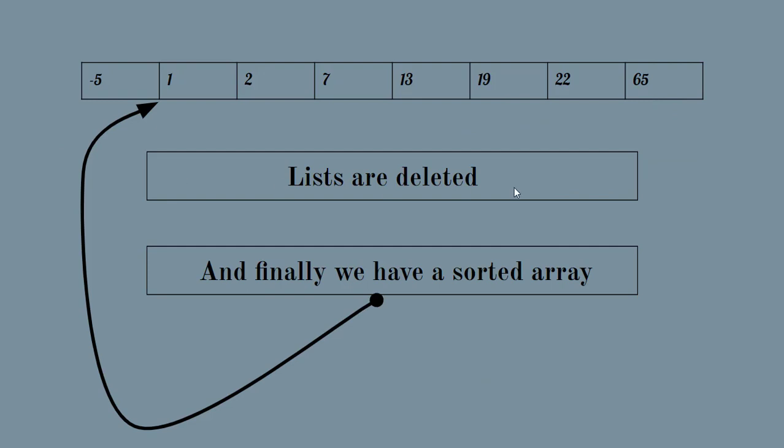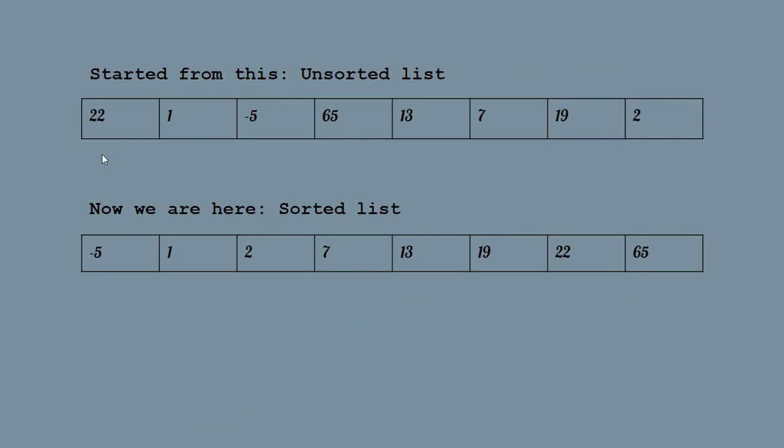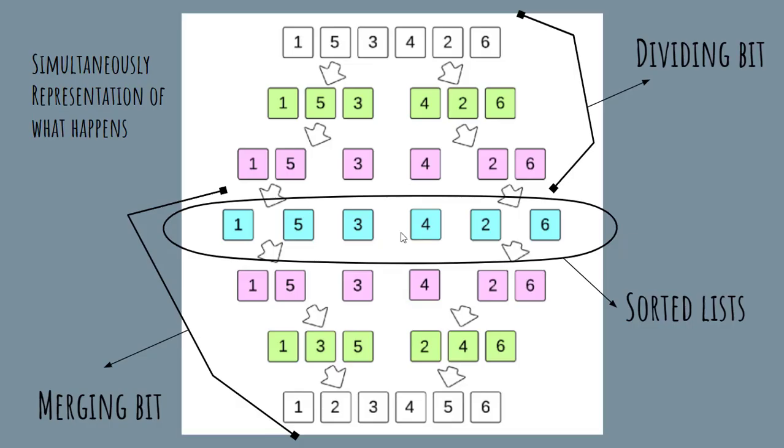Now, all the other lists are deleted, and we have a sorted array, as you can say. So we started from this unsorted list, and then we went up to this sorted list. Now, this is an overview of how everything happens simultaneously.